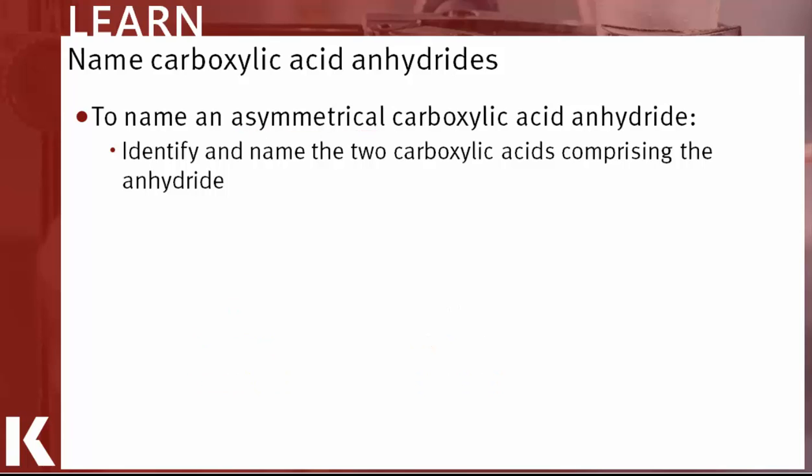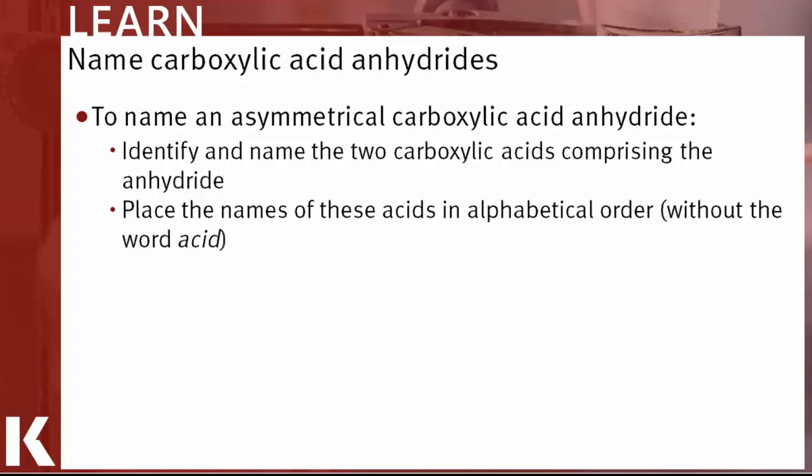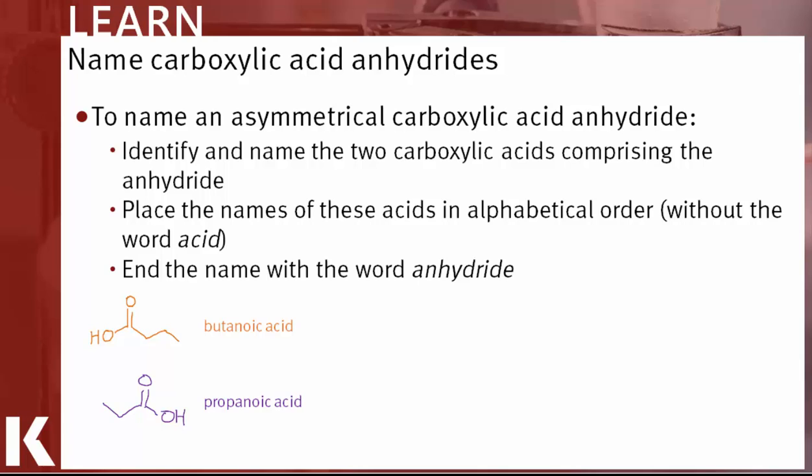Now to name the original anhydride, we're going to take those carboxylic acid names and put them in alphabetical order. So we're going to have butanoic acid and propanoic acid. And then the last thing you're going to do is plug in the word anhydride in place of acid. So if we put these in alphabetical order, take out acid, and put in anhydride, the whole molecule is going to be called butanoic propanoic anhydride.